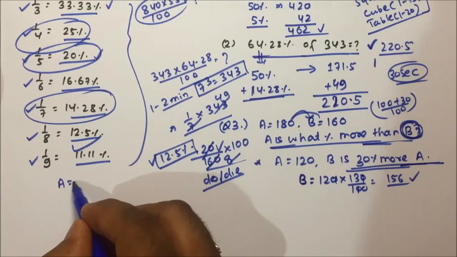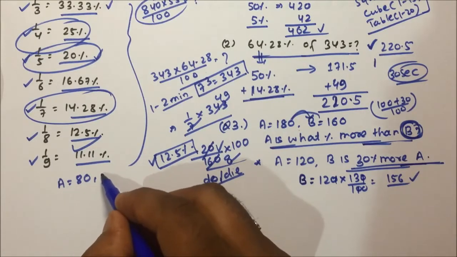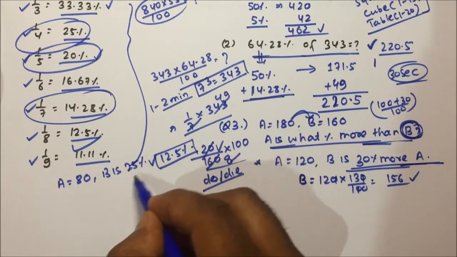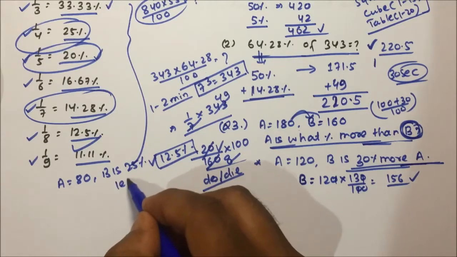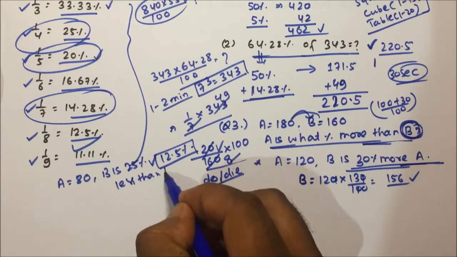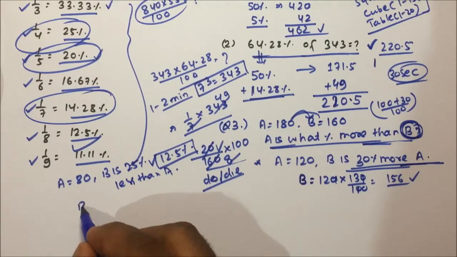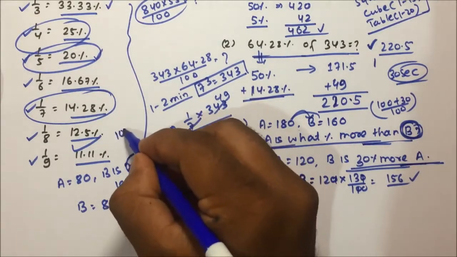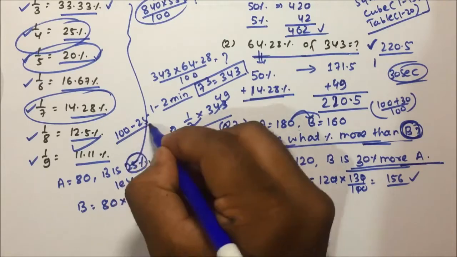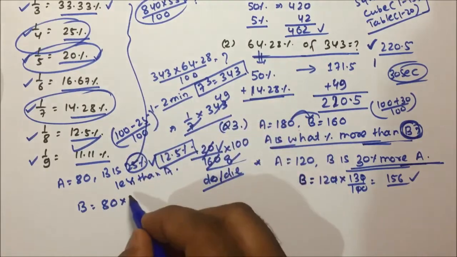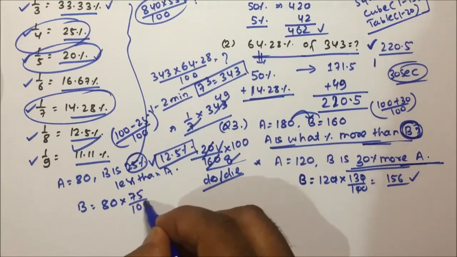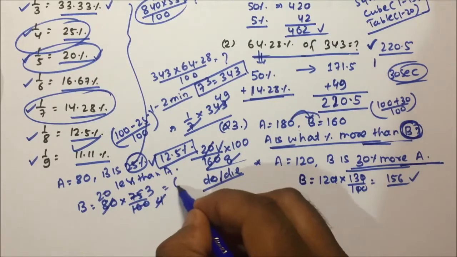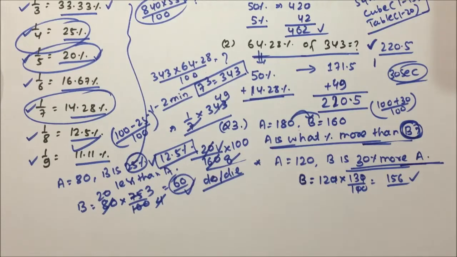Now suppose A is equal to 80 and if I say B is 25% less than A. No problem friends, B will be equal to A into, if it is less, then subtract from the 100, and divide it by 100. So if you subtract, it will be 75 by 100. Now 25 3 times, 25 4 times, and 4 20 times. So 60 will be the answer. Then the value of B will be equal to 60.